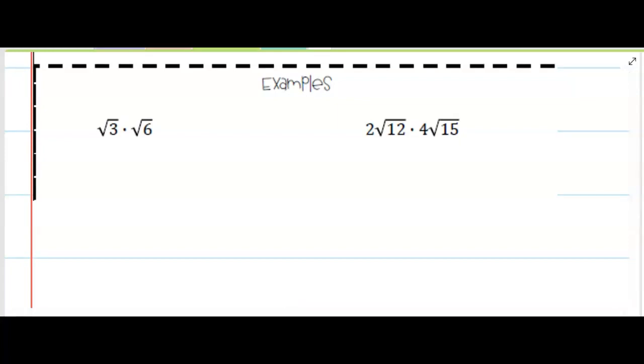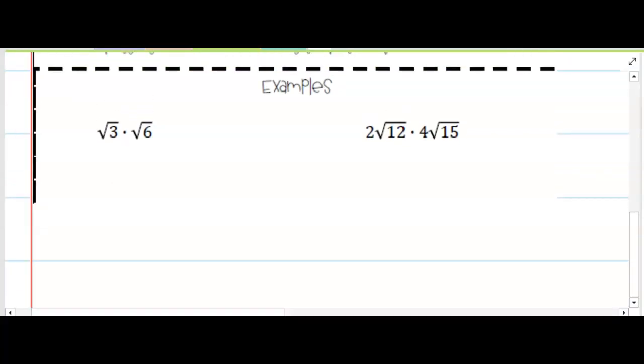So for this first one, if I want to simplify the square root of 3 times the square root of 6, I'm going to multiply the numbers on the outside, which in this case, there are no numbers on the outside. But then I'm going to multiply the numbers on the inside. So I have a 3 and a 6, both on the inside. It's kind of like the opposite of what we did yesterday, where we broke apart a radical. This time we're multiplying two radicals together and writing them as one radical. So we're going to call this the square root of 3 times 6 is 18.